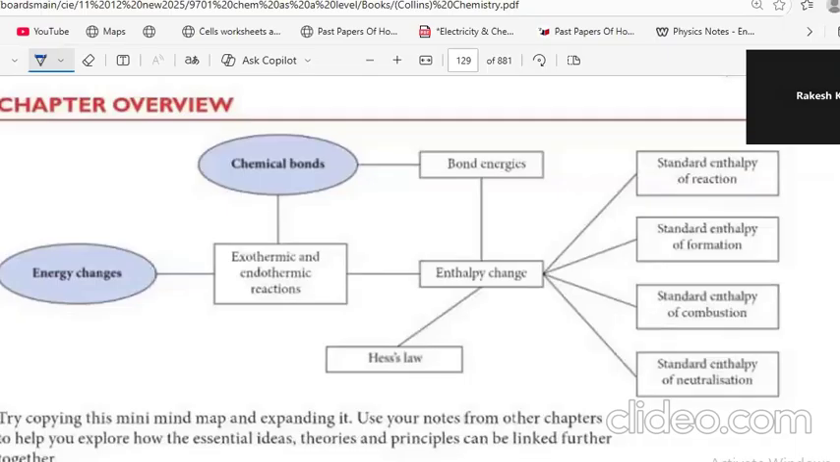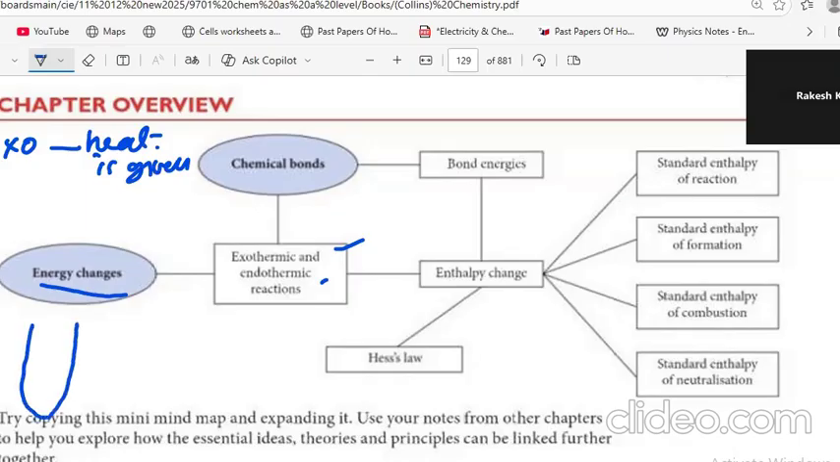He says whenever a reaction undergoes, it will be either endo or exo. Then he talks about why this happens. So exo is where heat is given out. Now, how do you know heat is given out?